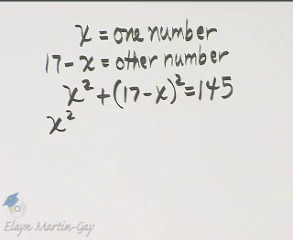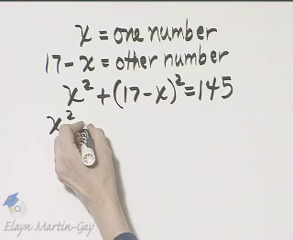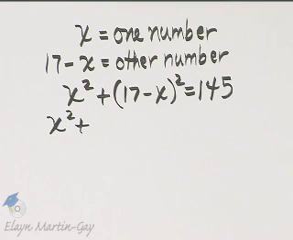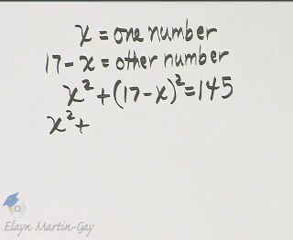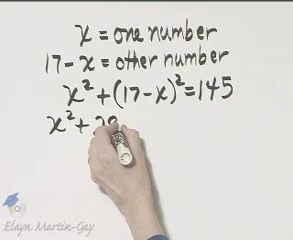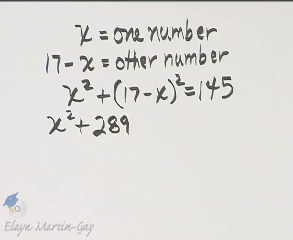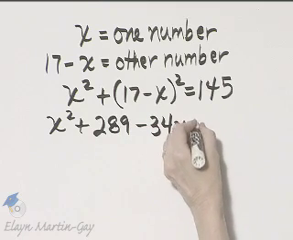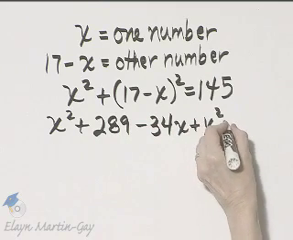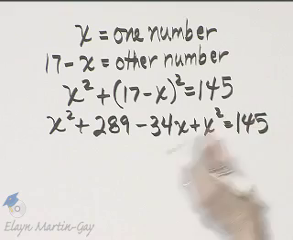Now if you need to, go off to the side and write 17 minus x times 17 minus x, because it's so important for you to see how to square the binomial correctly. But first times first will be 17 times 17, or 289, and then it'll be minus 17x and minus 17x, or minus 34x, plus x squared is equal to 145.